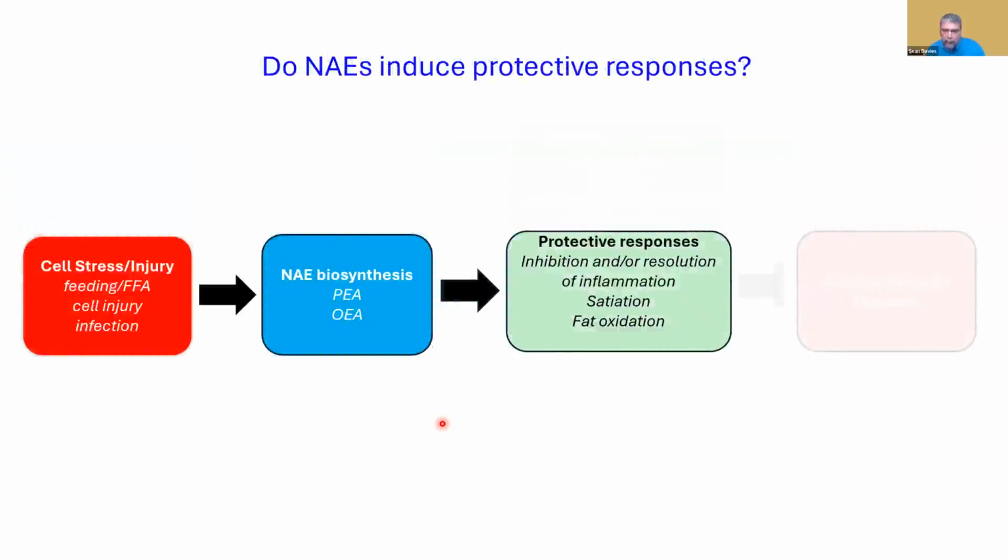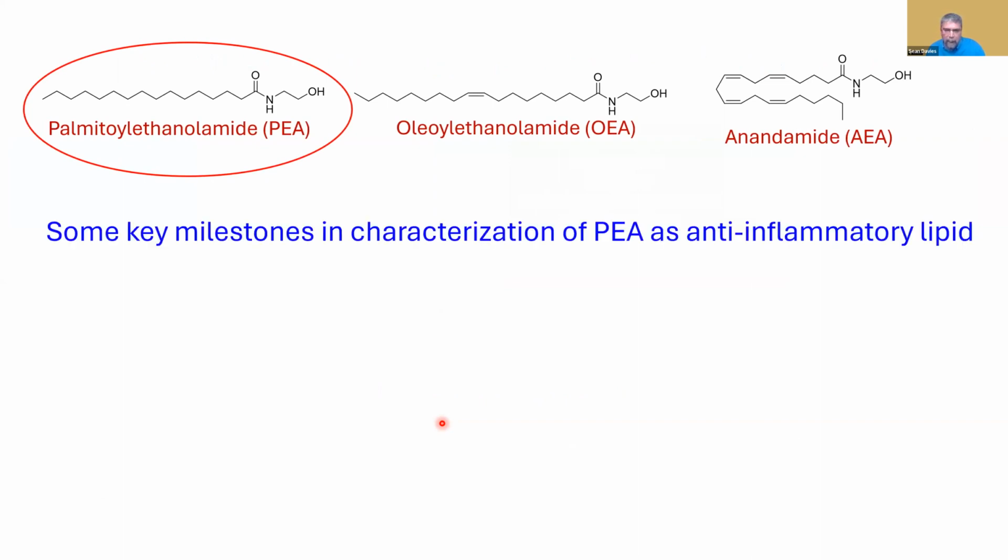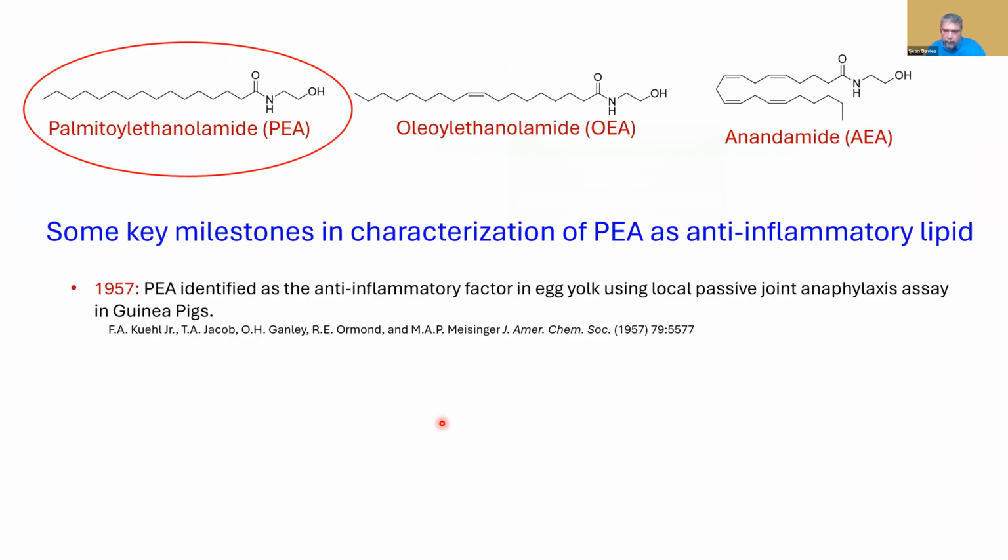So there's data that suggests that PEA and OEA are actually inducing protective responses. I'm going to start with PEA because it was the first of the NAEs that was actually characterized. This started back in the 1950s, where people were looking for an anti-inflammatory factor in eggs because it was known that children that had an egg-poor diet seemed to be more susceptible to rheumatic fever. And so in 1957, PEA was identified as the anti-inflammatory factor in egg yolks.